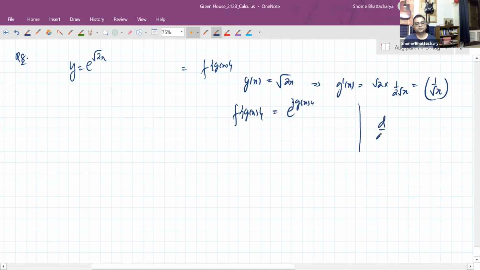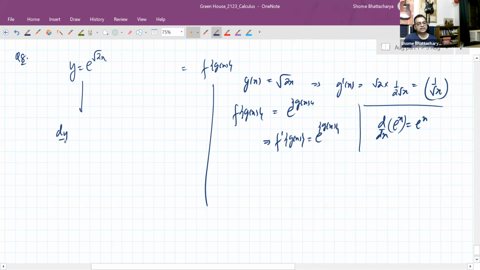Now we know that the derivative of the exponential function is the function itself. So f prime of g of x will be e raised to g of x only. That's what makes this kind of thing easier. Okay, so if I use that method, dy by dx is exponential of the same function into derivative of that function, which is just now we saw 1 by root x. So e raised to square root of 2x divided by root x.